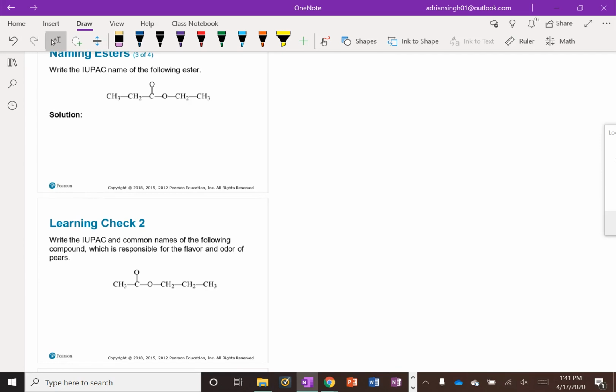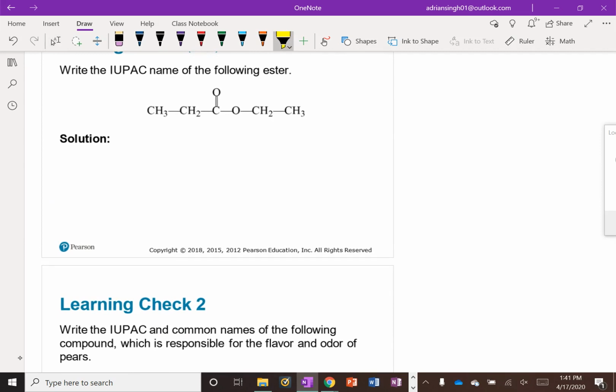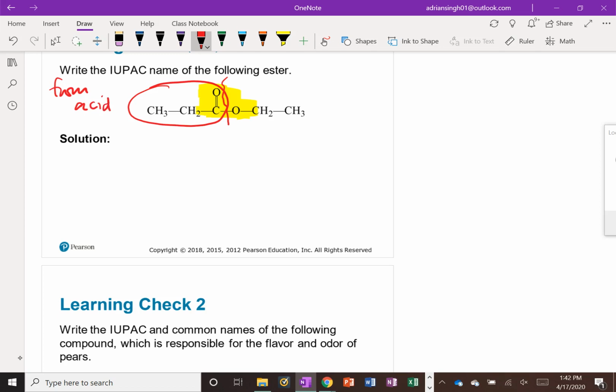All right, so it says to write the IUPAC name for this ester. So again, identify the ester bond. So there it is. And then I like to draw a line right down the middle, right after the carbonyl, and that tells me that where that carbonyl is, the C double bond O, this came from the acid. And then the other part would be from the alcohol.